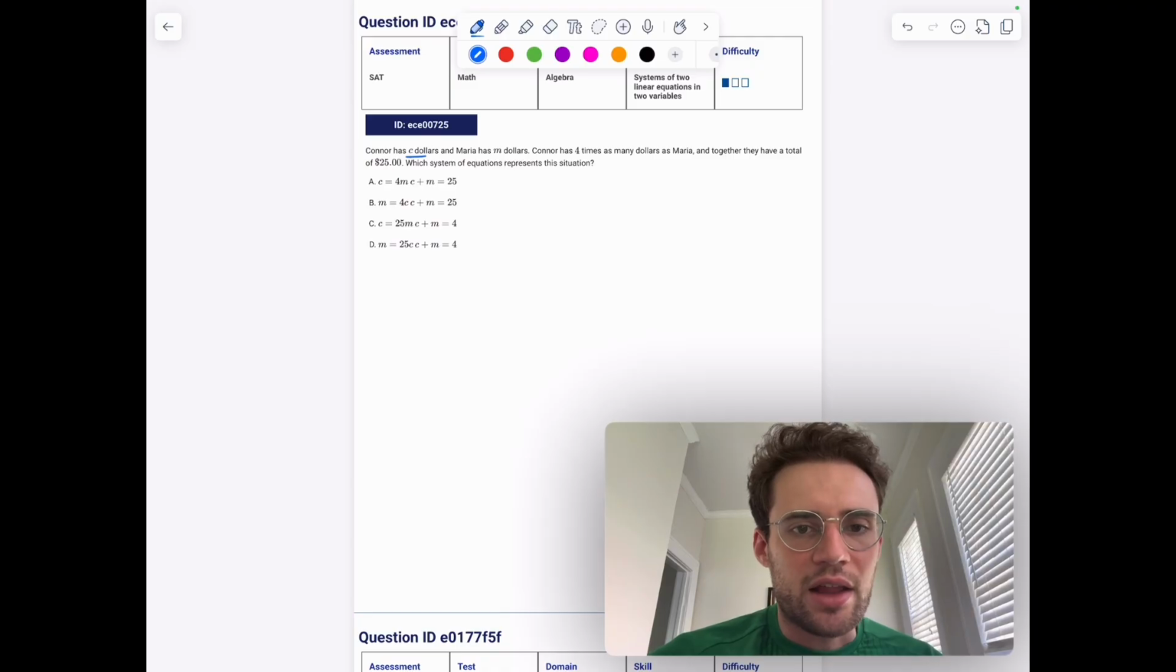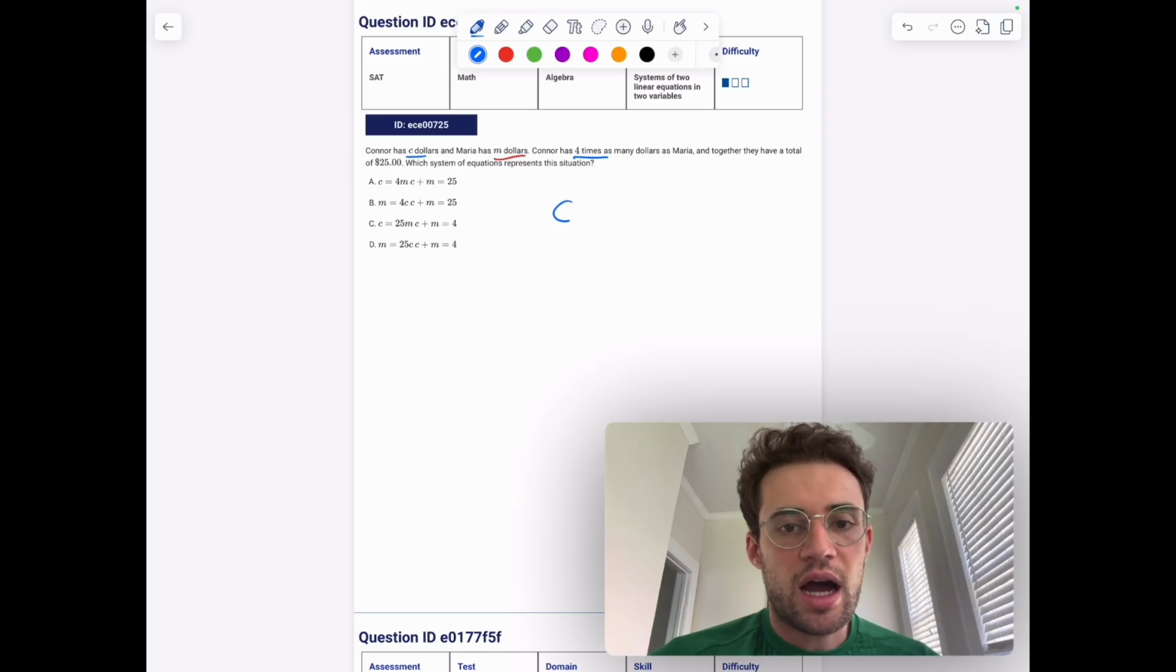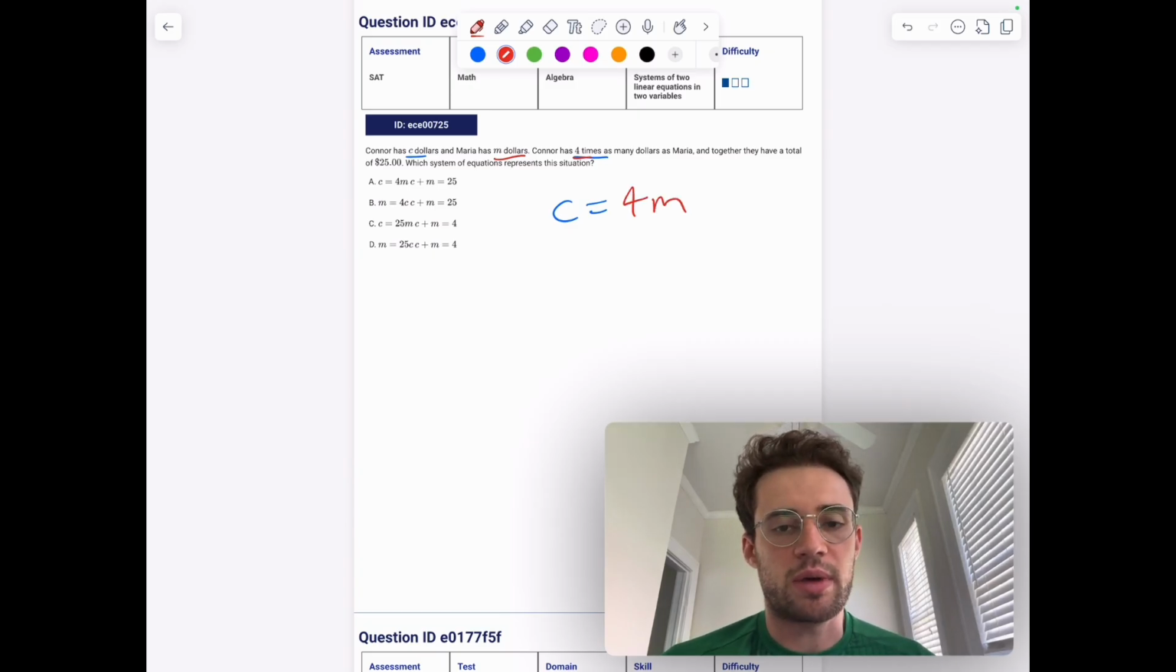Connor has C dollars and Maria has M dollars. Connor has 4 times as many dollars as Maria. So that means Connor's money is equal to Maria's money times 4, right? It's 4 times what Maria has. So Connor's money equals 4 times Maria's money. You can write that as C equals 4M with the variables they gave us.